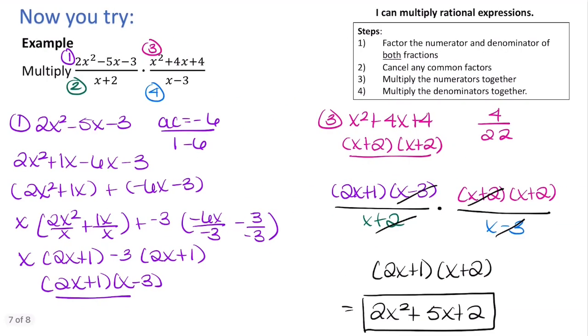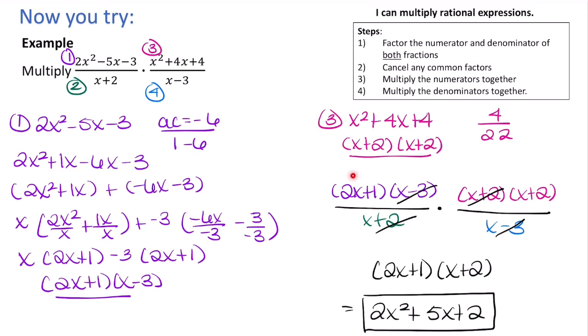Here you see I've gone through and factored everything. Number 1 factors into 2x plus 1 times x minus 3. Number 2 doesn't factor, because x plus 2 is just going to stay as itself. Number 3 factors into x plus 2 times x plus 2, and number 4 factors into x minus 3. It's just going to stay as it is.